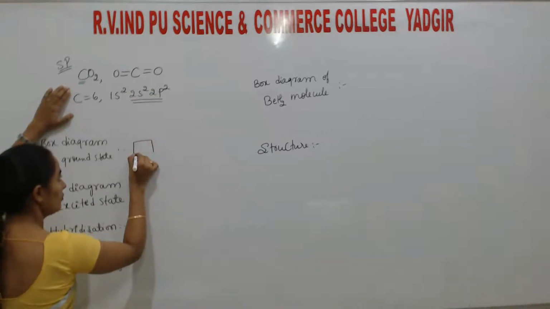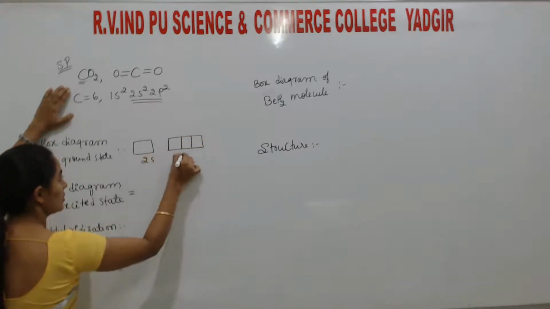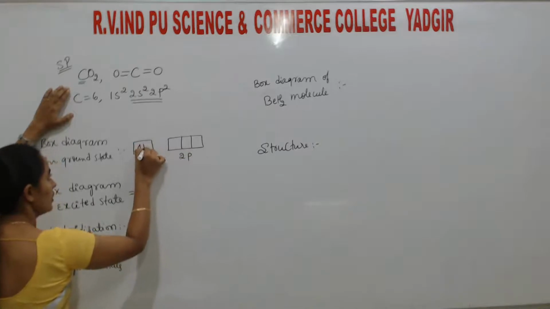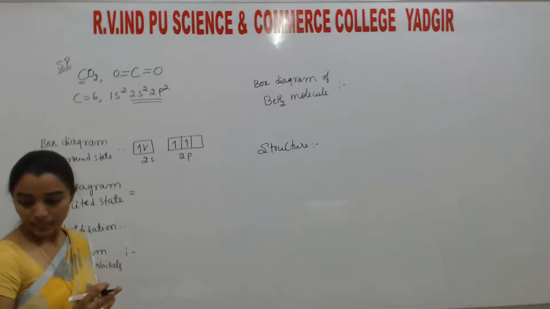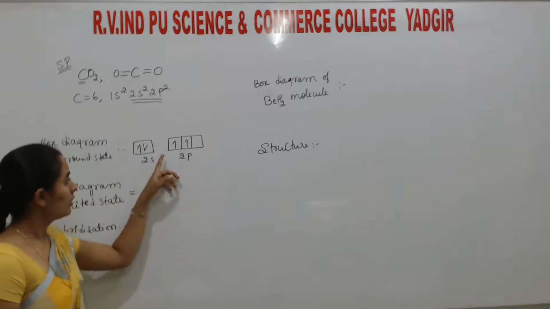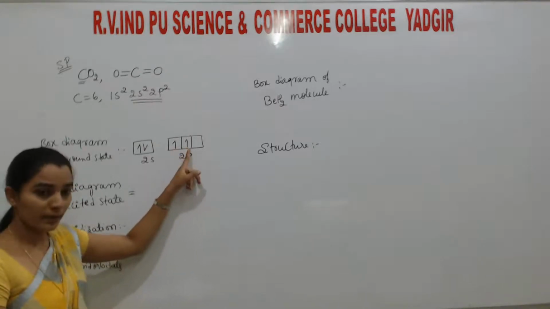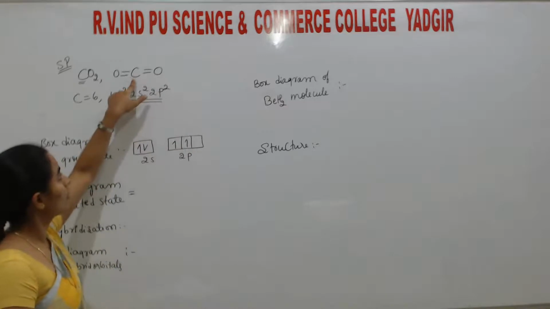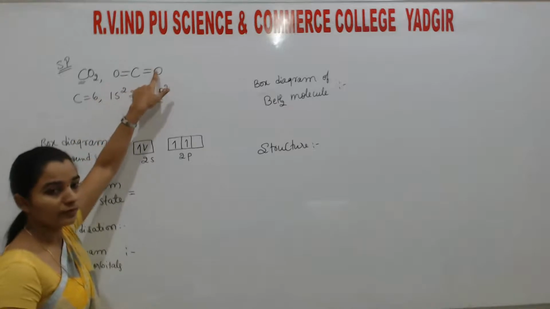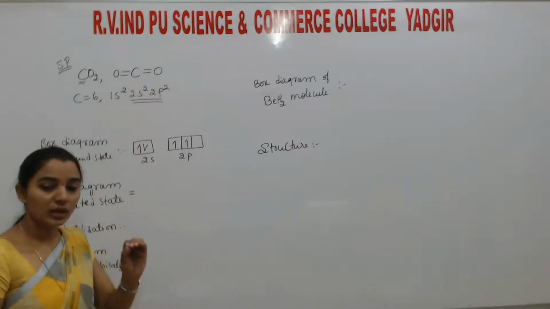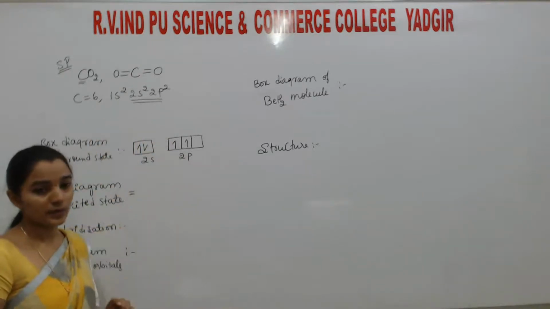Here, the box diagram for the ground state of the carbon atom: this is 2s, this is 2p. Here 2 electrons, here also 2 electrons. This is the basic thing. Now the second one: in the p orbitals, 2 unpaired electrons are there. But the number of bonds for this carbon is 4, that is 1, 2, 3, 4. We require 4 unpaired electrons for the respective bonds.